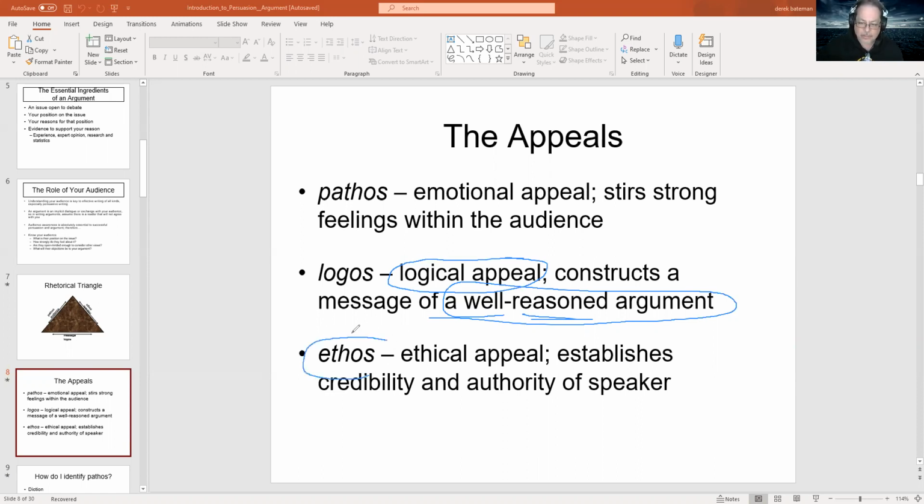Now, ethos, it's loosely called an ethical appeal. It establishes more than anything else credibility. The credibility of the speaker. The speaker is you. You need to establish your credibility. Right? So we're always looking for people's credibility, their ethos.